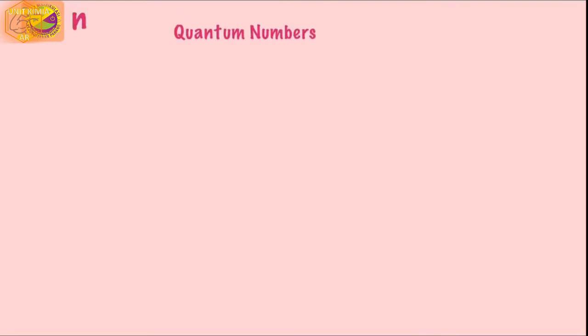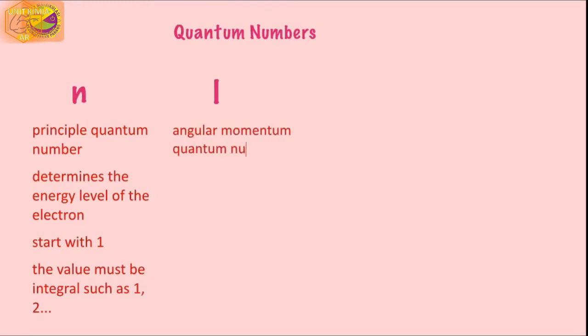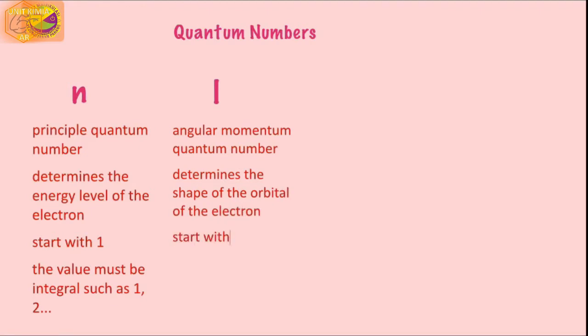n is principal quantum number. It determines the energy level of the electron. Start with 1 and the value must be integral such as 1, 2, etc. l is angular momentum quantum number. It determines the shape of the orbital of the electron. Start with 0 but cannot be greater than or equal to n.